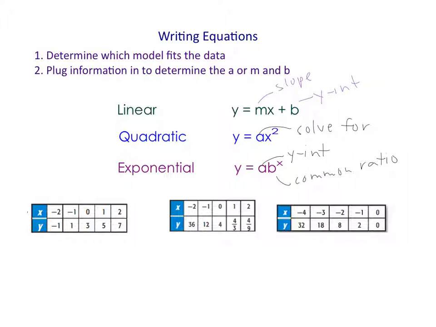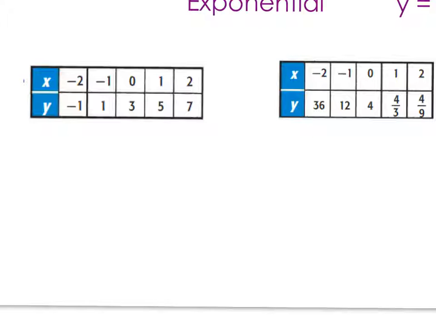So let's look at table number 1. Okay, looking at table number 1, we know the x values are all increasing by 1, and what's happening with the y values? Well, to get from negative 1 to 1 was plus 2, plus 2. So again, this was the same table on the last slide of notes, and we determined that this was a linear model, right? A linear function. So now let's write an equation for that data.